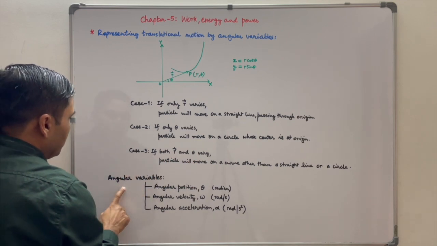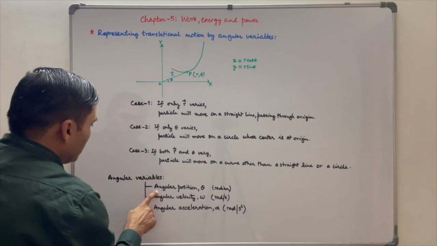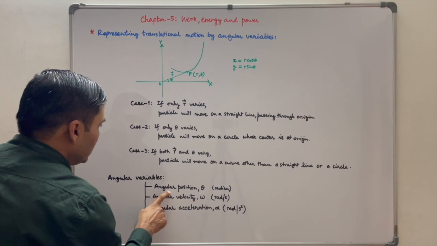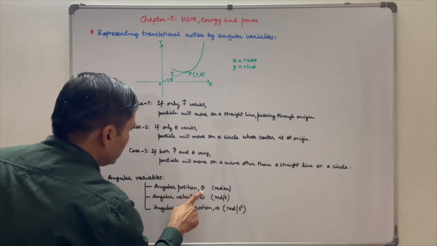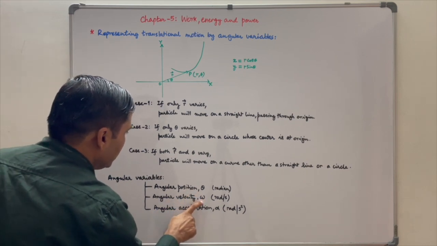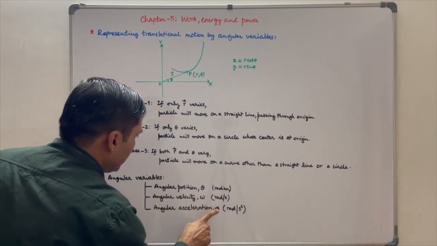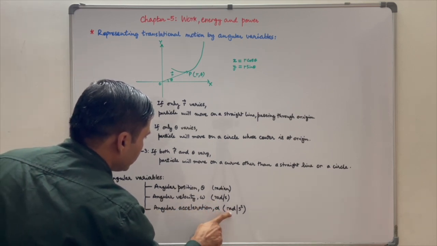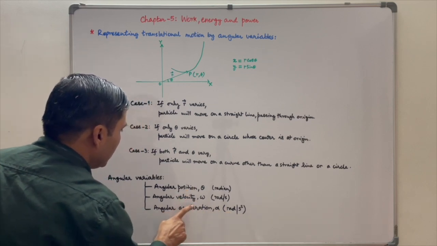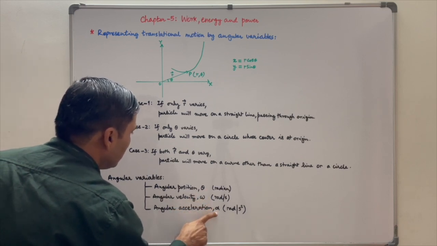Let us see angular variables. There are 3 angular variables we will talk about: angular position, angular velocity and angular acceleration. Angular position is represented by theta. Its unit is radian. Angular velocity is represented by omega. Its unit is radian per second. Angular acceleration is represented by alpha. Its unit is radian per second square. They are analogous to position, velocity and acceleration, that is x, v and a in rectilinear motion.